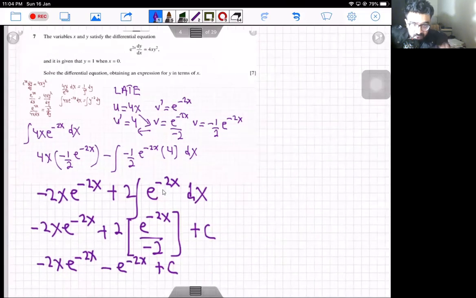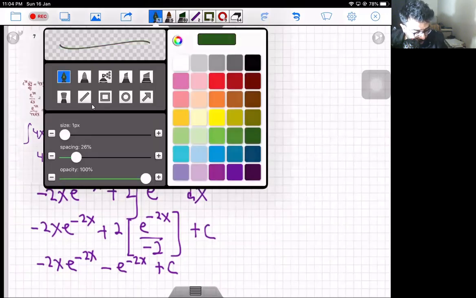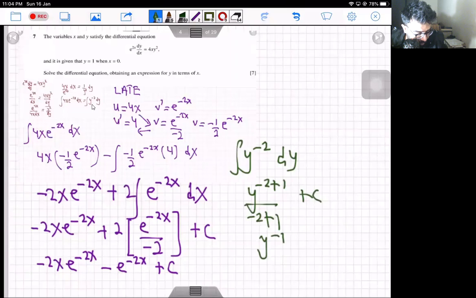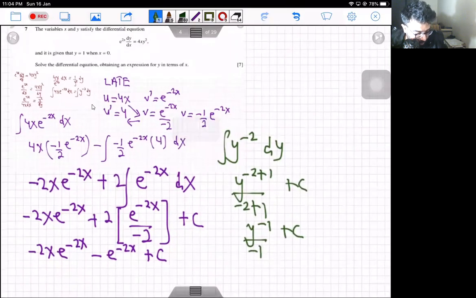So far we have integrated the variables with respect to x. Now this is just simple. Integrating y raised to the power minus 2 with respect to y will give you y raised to the power minus 2 plus 1 upon minus 2 plus 1, and then plus c. So this is y raised to the power minus 1 divided by minus 1 and then plus c. This is minus 1 over y and then plus c.